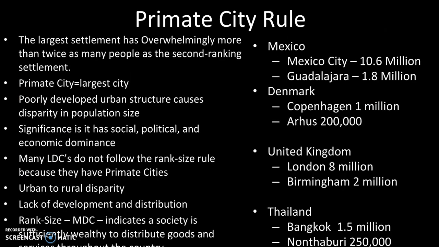When we talk about primate city rule, the largest settlement is overwhelmingly more than twice as many people as the second ranking settlement. So it's overwhelmingly more than twice. Not just more than twice, because that would be half the size, which would be closer to the rank size rule. We're talking about overwhelmingly more than twice as many people as the second ranking. So that would mean the second one is much smaller than half the size of it.